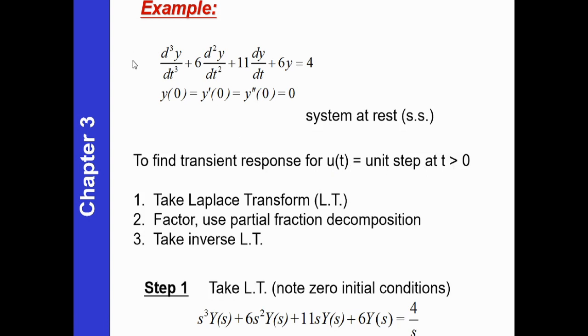So for this equation, the Laplace transform, noting the 0 initial conditions, you will have it in the form of this one here. d cubed y over dt cubed becomes s cubed Y(s). So 6 d squared y over dt squared becomes 6 s squared Y(s), and 11 dy/dt simply becomes 11s times Y(s). And so Y(s) is still always there.